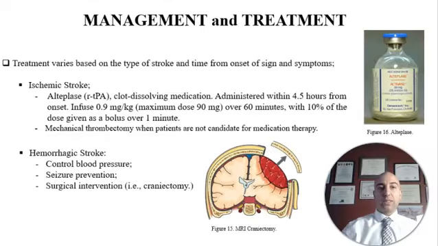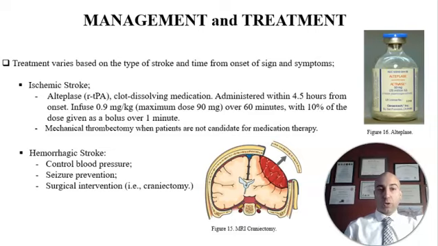Let's conclude this presentation by talking about the management of stroke. For ischemic stroke, the primary treatment is alteplase, a clot-dissolving medication. It restores blood flow if administered within 4.5 hours from symptom onset. When using medication is not an option, mechanical thrombectomy, a procedure to physically remove the clot, can be used.